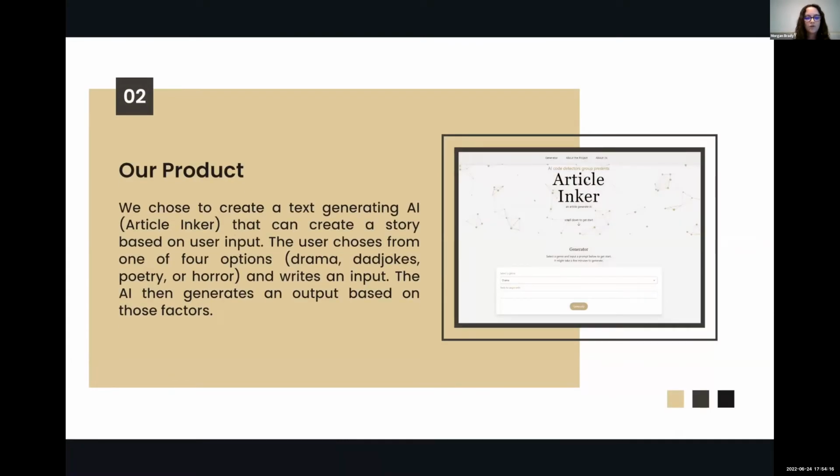So as I said before, our product is a text generating AI, which we've called Article Inker, kind of as a play on the AI acronym. And it can create a short story based on user input. First, the user will choose from one of 4 options in a dropdown, either drama, dad jokes, poetry, or horror, and write a short input. The AI will then generate an output based on the factors that the user had inputted.